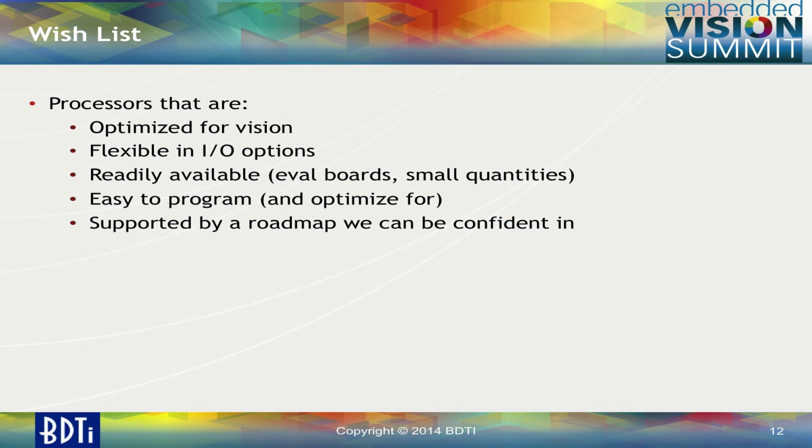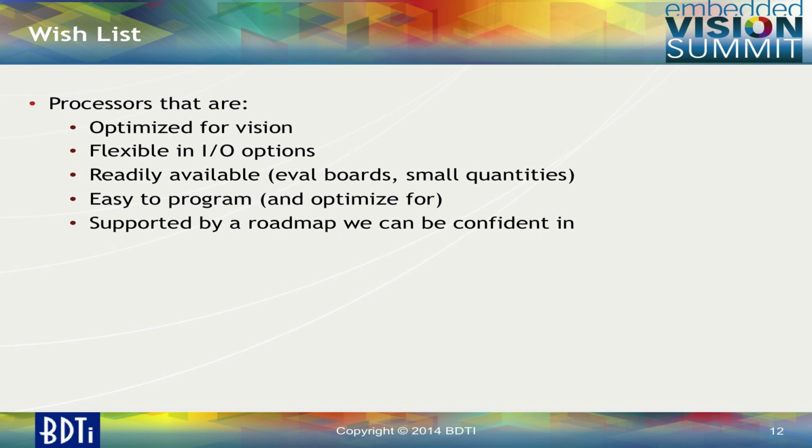My wish list is, well, I'd like to see more processors optimized for vision. I think also more attention is needed to flexible I/O options. FPGAs have always been very good at this, and that's a particular strength of FPGAs. Whatever you want to plug into the FPGA, generally speaking, you can find a way to plug it in. But for most other kinds of chips used in embedded systems, they have relatively fixed I/O options.